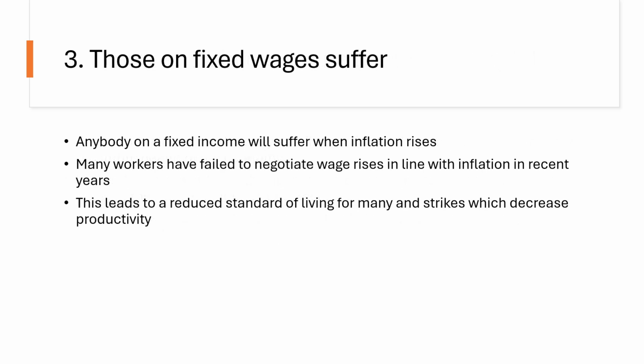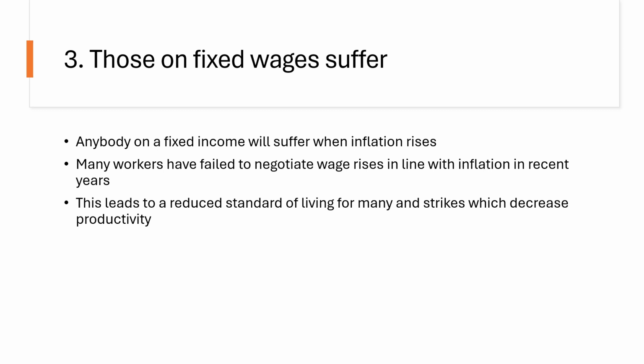Final disadvantage we're going to look at is those on fixed wages suffer. So anybody on a fixed income will suffer when inflation rises. If you think about it, when inflation happens, your money gets less valuable, but those on a fixed wage will have the same amount of it. Therefore, their standard of living decreases.